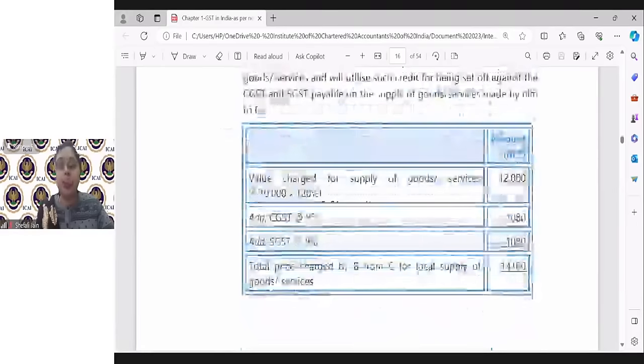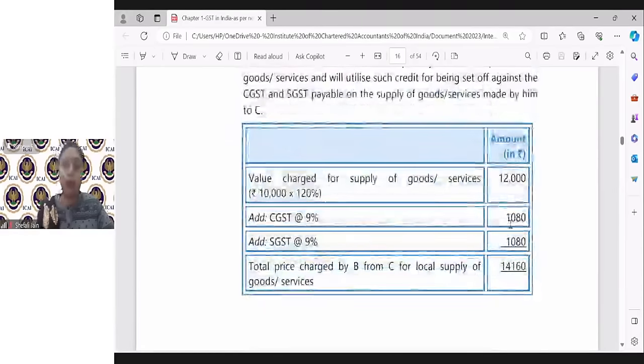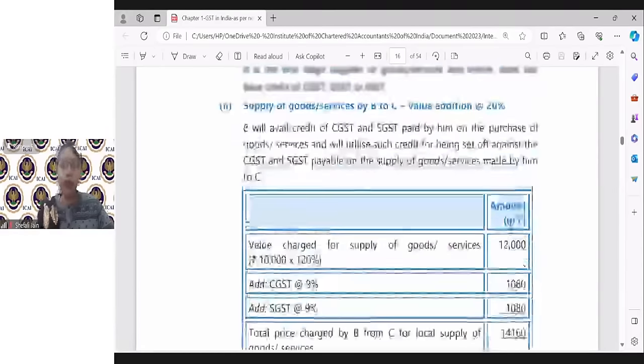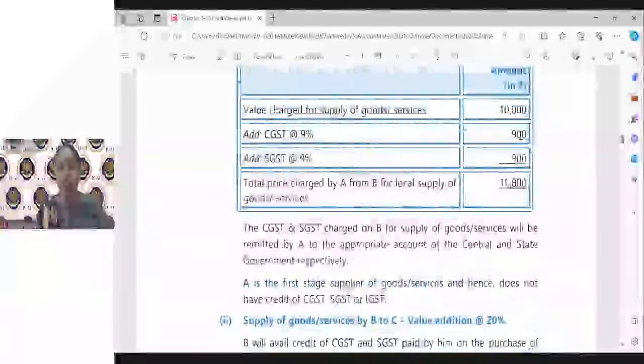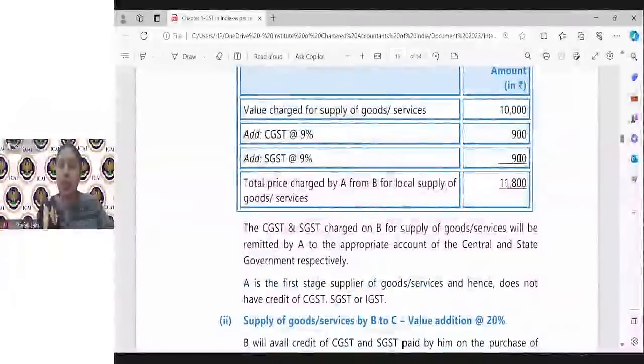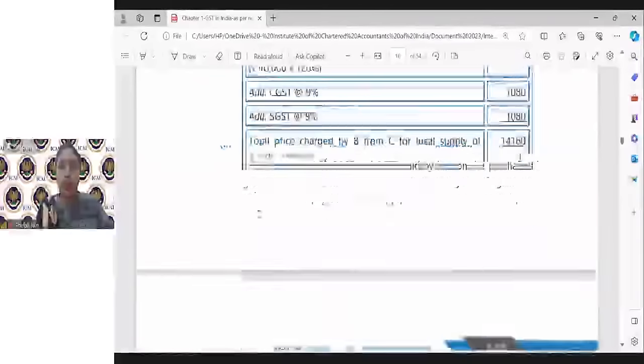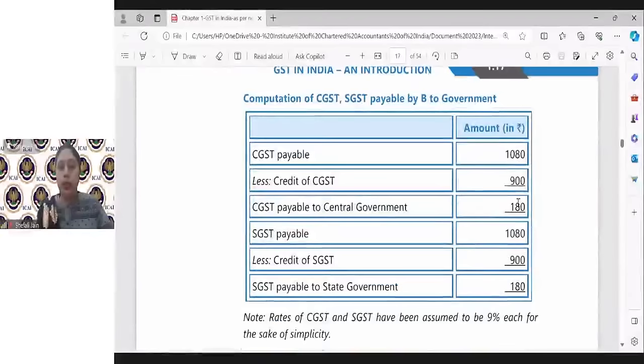Rupees ka tax liability due ho gaya. To usne dono ko set off kar diya. For paying 1080 rupees, he utilized 900 rupees CGST. Similarly, for paying SGST of 1080, he utilized the SGST credit of 900. And this way, finally, he paid the tax of only 180 in CGST in cash and 180 SGST in cash.